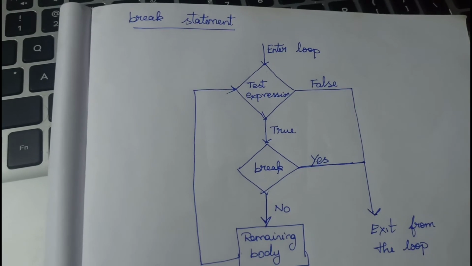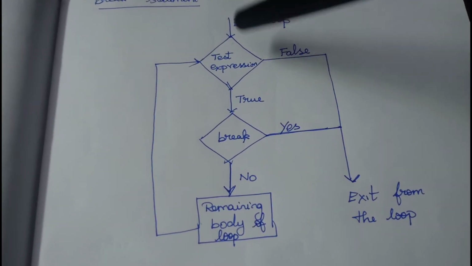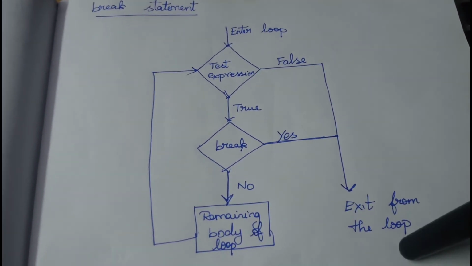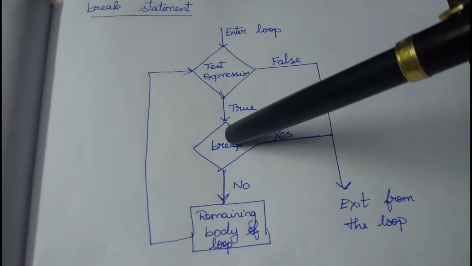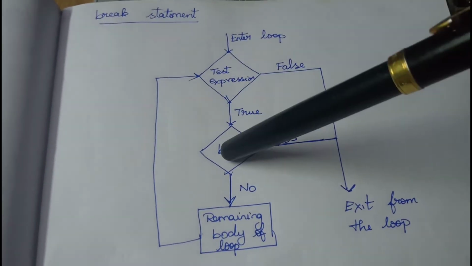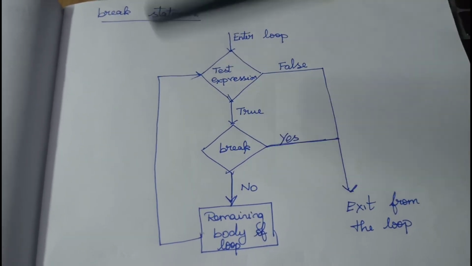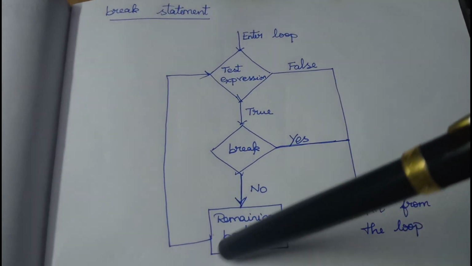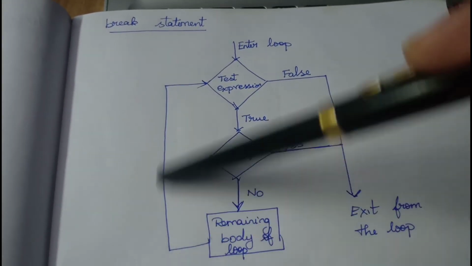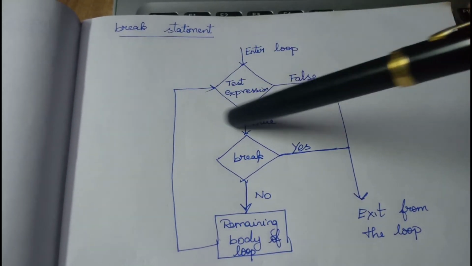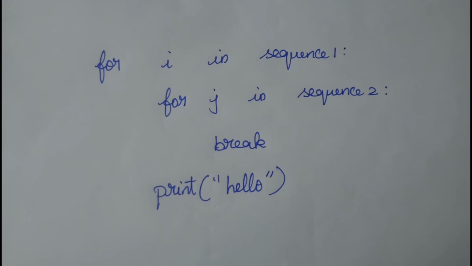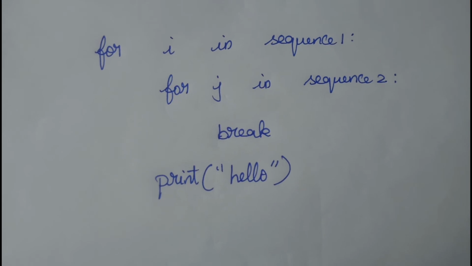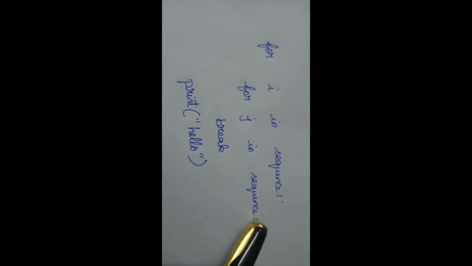So now look at this flowchart. In this flowchart, the interpreter will first check the expression. If it is false, it will directly come out of the loop, or if it is true, then it will check for any break statement. If there is any break statement in that particular loop, then it will directly come out of the loop, or else the remaining body of the loop will be executed, and then the loop continues till the test expression becomes false. Another important point is that if a break statement is inside a nested loop, break will terminate the innermost loop.